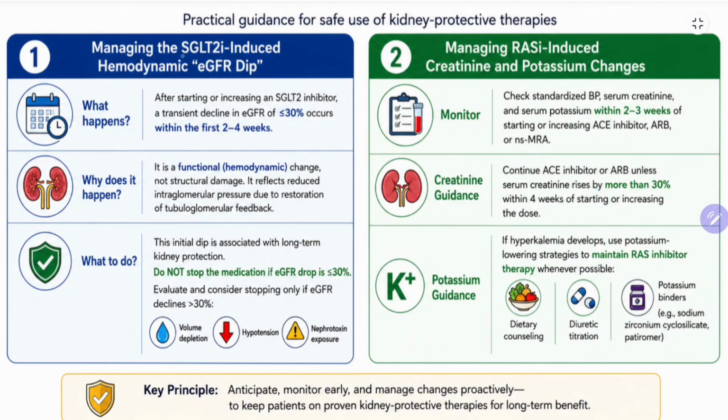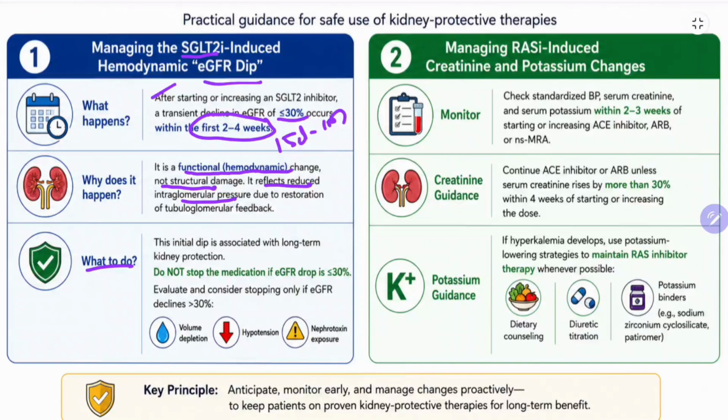When you start an SGLT2 inhibitor, there is a natural eGFR dip, meaning a fall. After starting or increasing an SGLT2 inhibitor, there is a transient decline in GFR of less than 30% in the first 2 to 4 weeks, meaning 15 days to 1 month. It is a functional hemodynamic change, not structural damage. It reflects reduced intraglomerular pressure due to restoration of tubuloglomerular feedback.